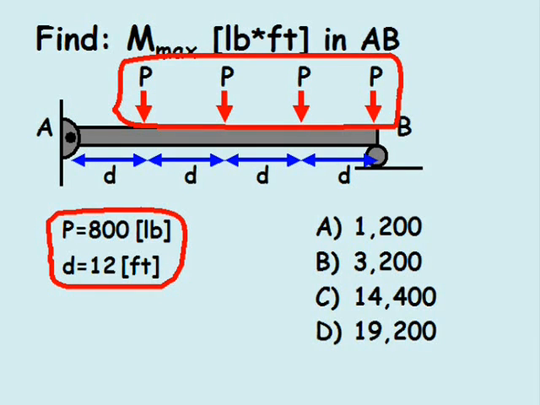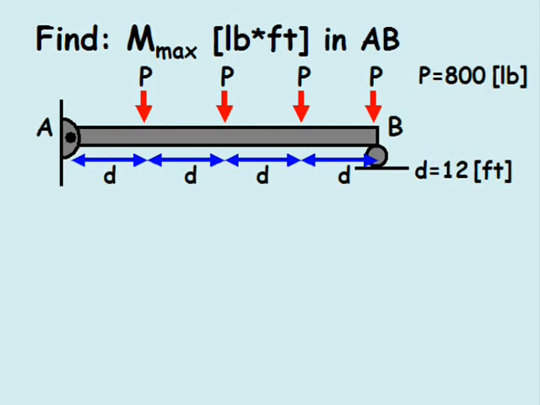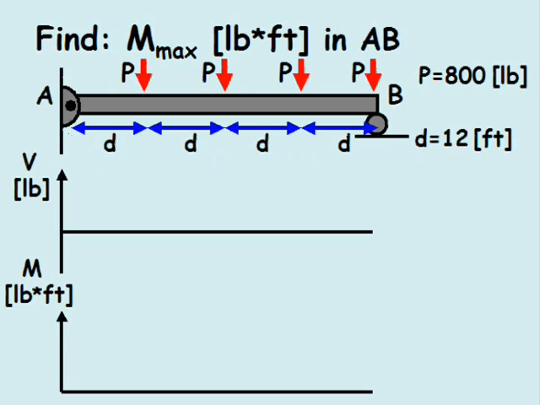At distances of 12 feet, 24 feet, 36 feet, and 48 feet away from joint A, a downward point force of 800 pounds is applied to the beam. To find the maximum moment in the beam, it may be easiest to sketch out the shear and moment diagrams in the beam.